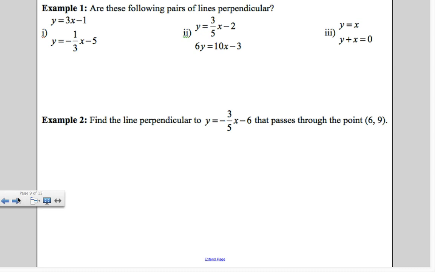So let's go through some quick examples. Example number 1, we have 2 equations. Are these 2 lines perpendicular? Right here, number 1. So these 2 lines, are they perpendicular?